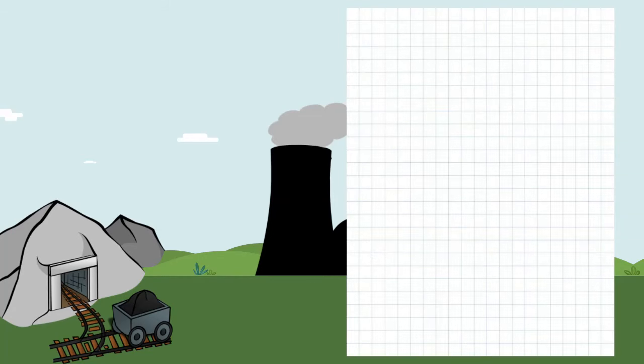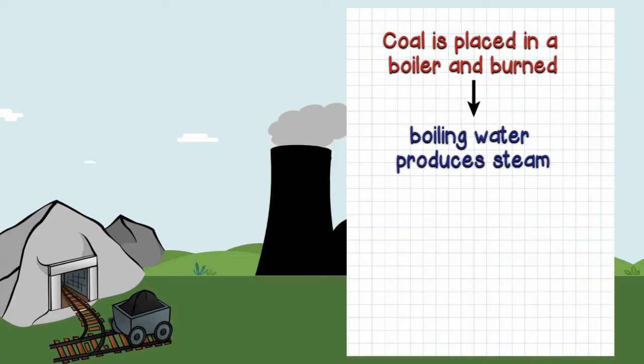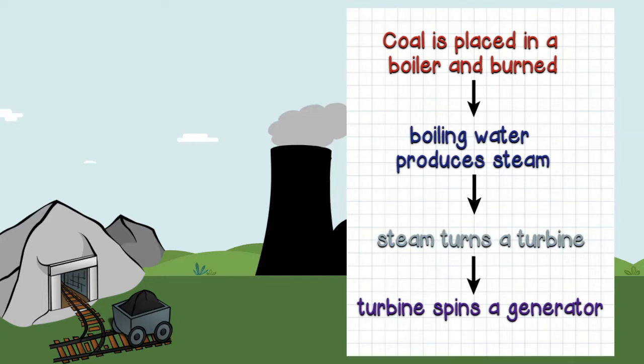Coal plants produce electricity by burning the coal to produce steam. Coal is placed in a boiler. The heat produced by the burning coal boils water, which produces steam. The steam is under pressure and turns a turbine. The turbine spins a generator, which produces electricity.